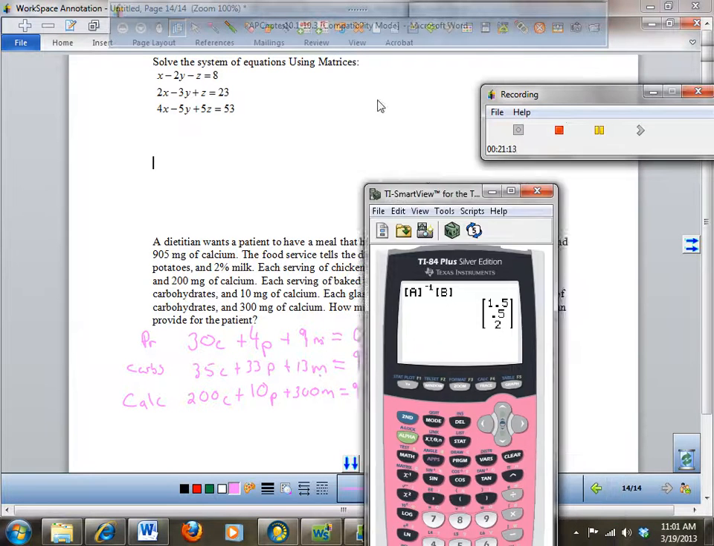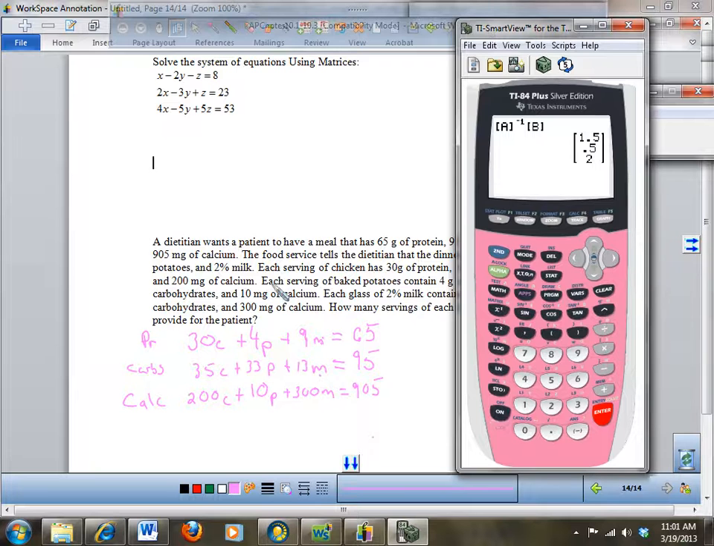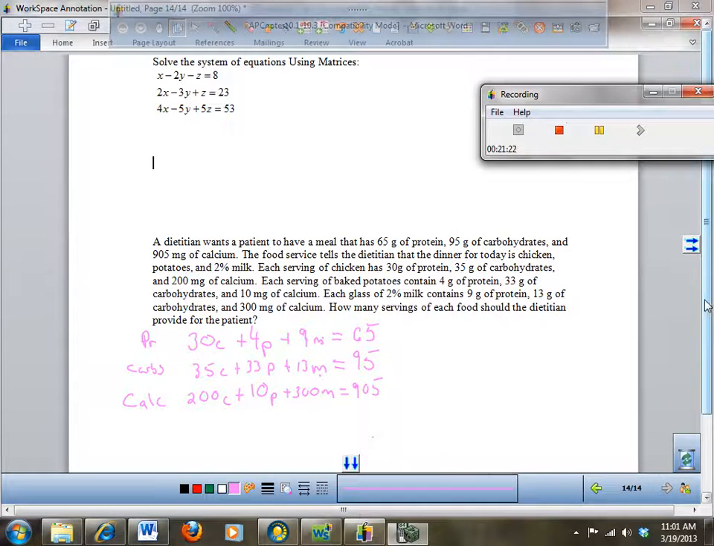Okay. So I'm not sure that dietitians would use matrices, but maybe they would. And your homework is at the end of this sheet, which you can finish up.